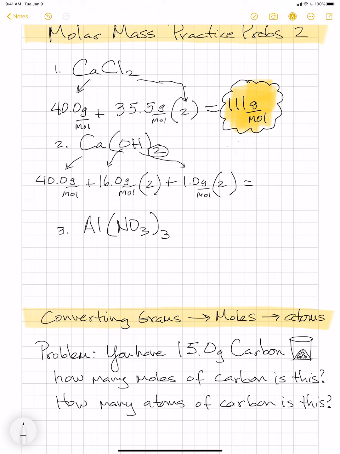Okay, now get your calculator. Let's do some math. Remember, order of operations. Do the multiplication first. So you have 2 times 16.0 is 32.0, right? So 32.0, and then you've got 1 times 2, so that's plus 2, and then plus 40, right? Plus 40. I just added these together. And so what I get is 74.0 grams per mole.